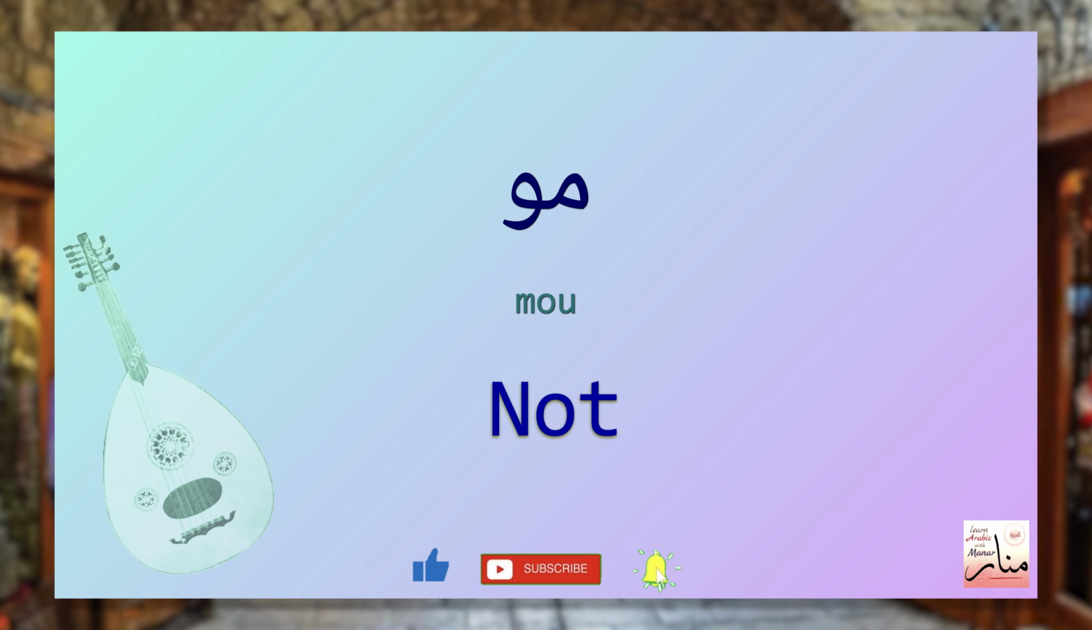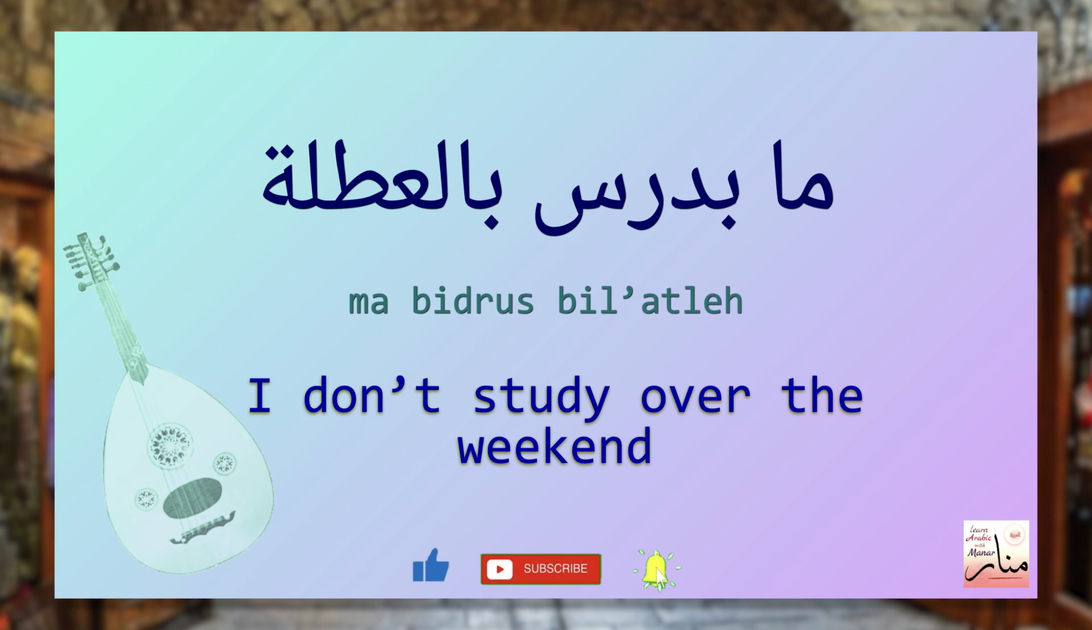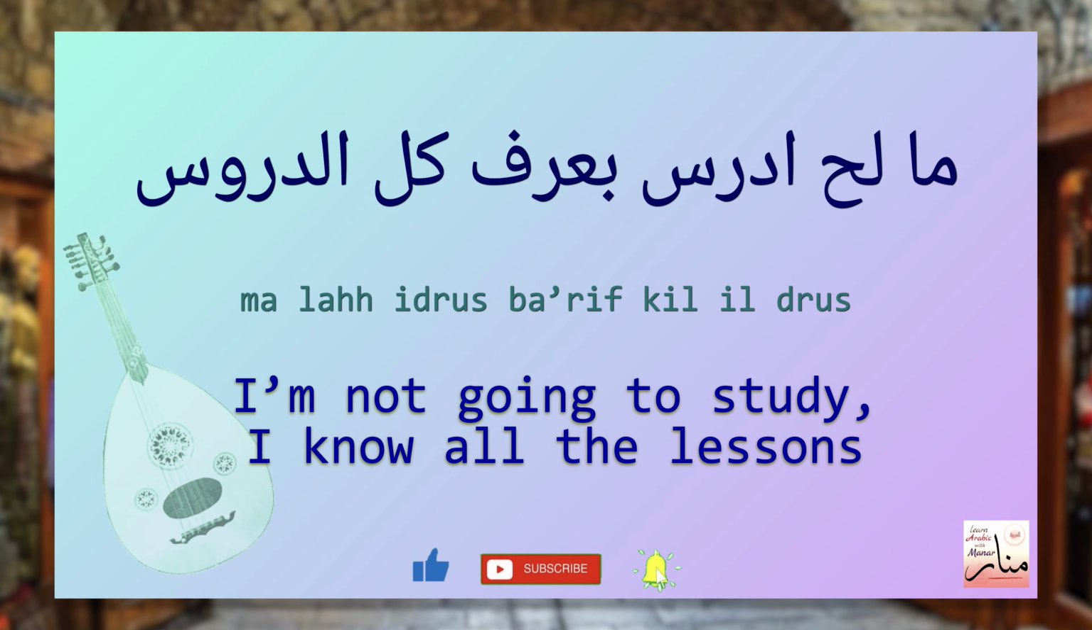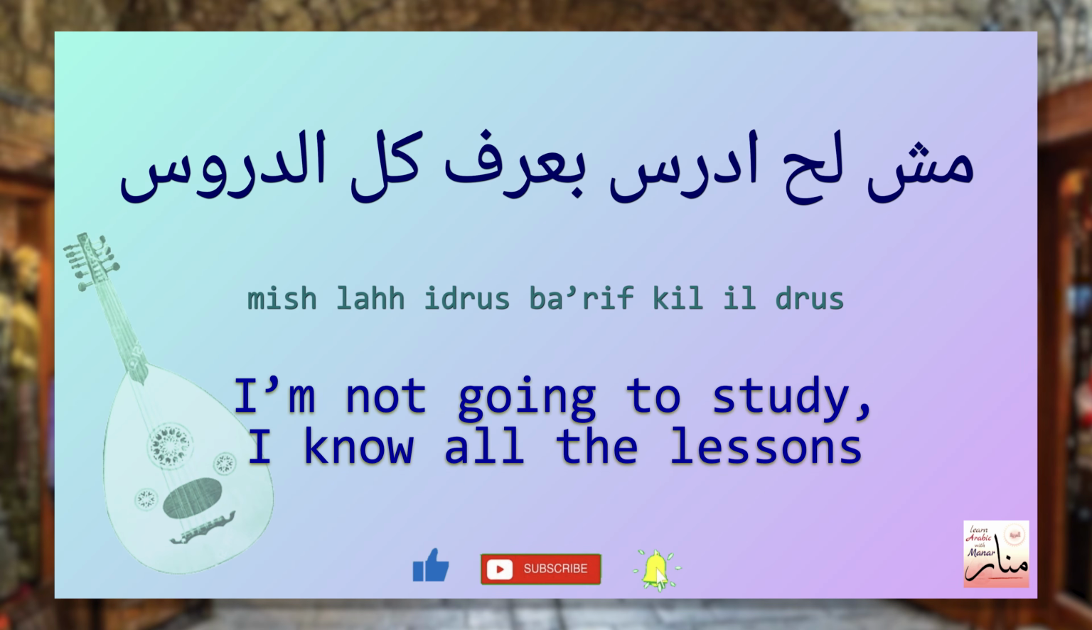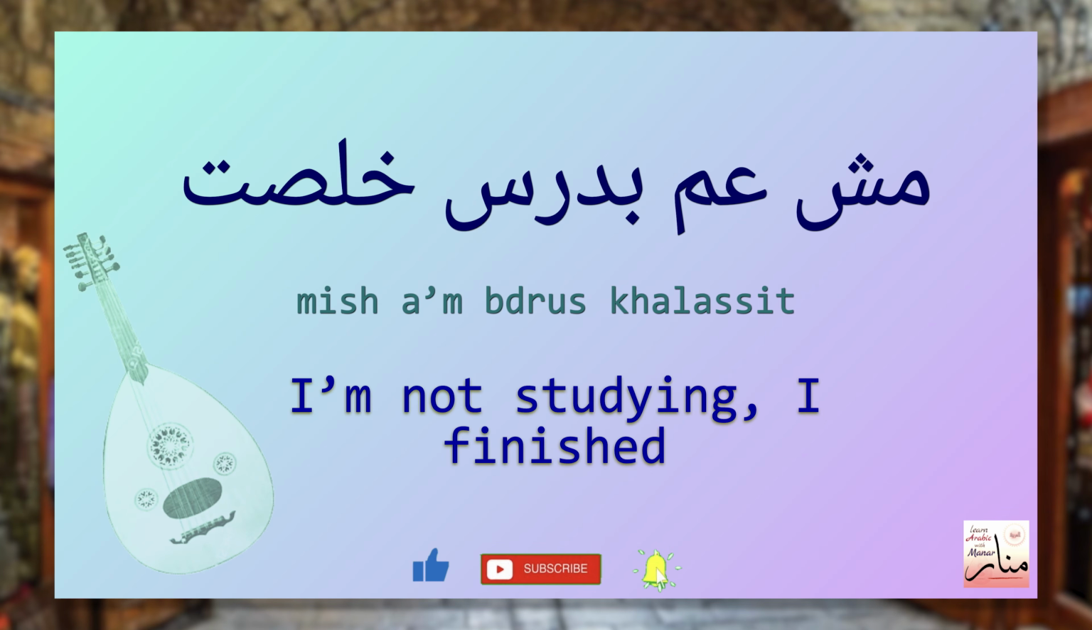Now let's go over our words for today. Not, mu, ma, mish. I didn't study for the exam. ما درست للامتحان. I don't study over the weekend. ما بدرس بالعطلة. I'm not going to study. I know all the lessons. ما لح أدرس. بعرف كل الدروس. مش لح أدرس. بعرف كل الدروس. I'm not studying. I finished. ما عم بدرس. خلصت. مش عم بدرس.